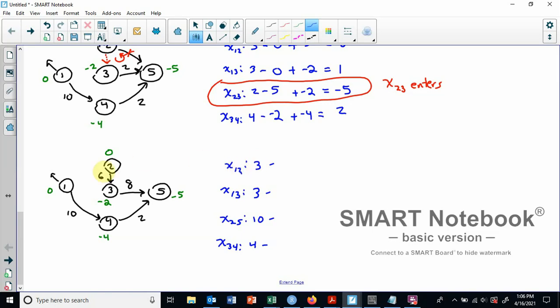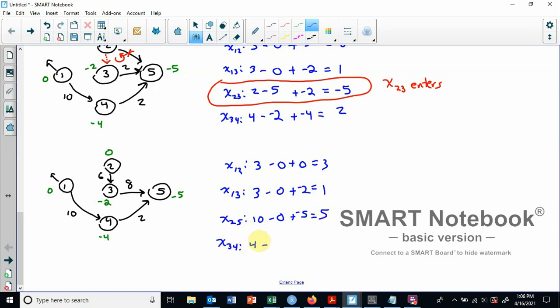So let's see, 1 to 2. So minus the dual head plus the dual tail, that equals 3. Not attractive. That's good. So 3 minus the dual tail plus the dual head, that equals +1. Not attractive. Good. 2, 5 minus the dual tail plus the dual head. Thank goodness, that ends up being +5. Not attractive. We're doing good here.